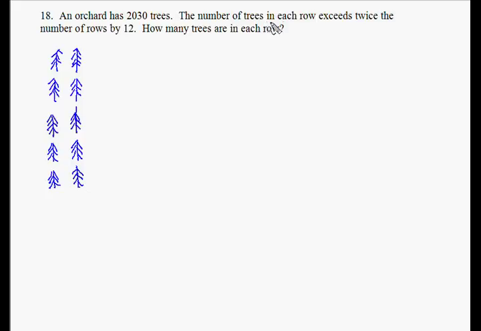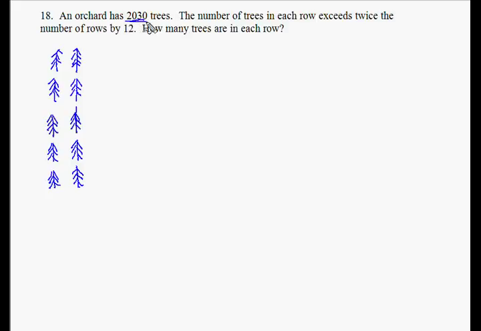So the statement that the number of trees in each row, so for us it would be 5, exceeds twice the number of rows. Twice the number of rows would be 2 times 2, and this time it's not by 12, but just by 1. So if I double the number of rows, 2 doubled is 4, and exceed it by 1, then I'd have 5 trees in each row, and there's only 2 rows. So that's the kind of setup we have here.